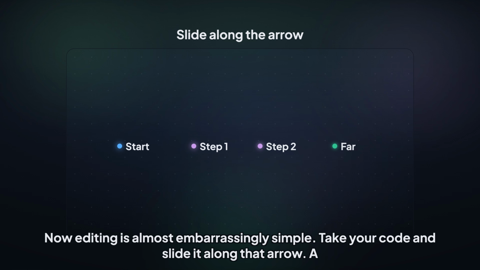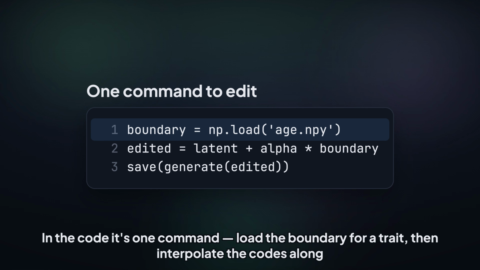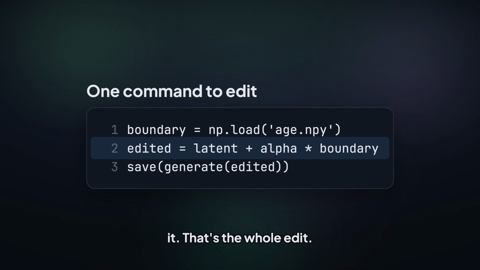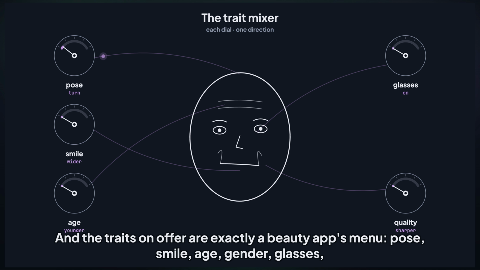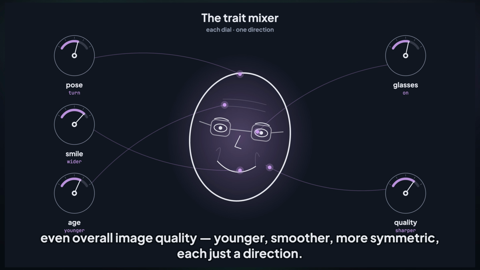Now editing is almost embarrassingly simple. Take your code and slide it along that arrow. A little slide, a hint of the trait. Keep sliding, and the face pushes further into it. It's a straight line. In the code, it's one command: load the boundary for a trait, then interpolate the codes along it. That's the whole edit. And the traits on offer are exactly a beauty app's menu: pose, smile, age, gender, glasses, even overall image quality: younger, smoother, more symmetric, each just a direction.